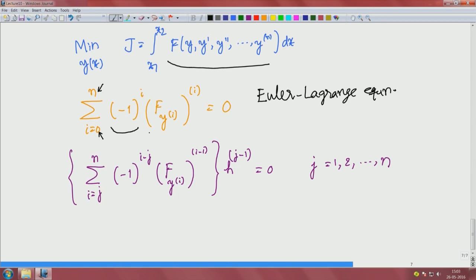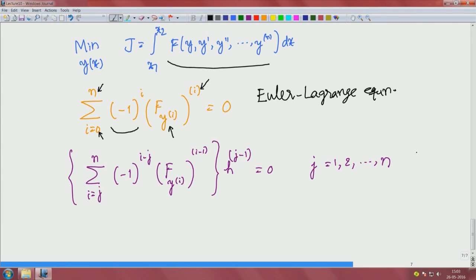And then if you look at this, this is how many times you take the derivative, and this is with respect to what you take the derivative of the integrand, f_{y_i}. That means for i equal to 0, that will be f_y itself, y_0 is y itself, y_1 is like y prime, y_2 is y double prime, and so forth, and the same number of times you have to take the derivative. That is how we get the Euler-Lagrange equation by summing them all up.